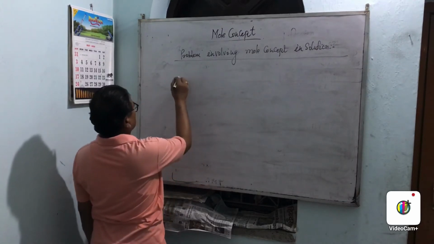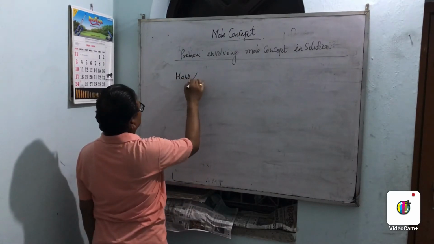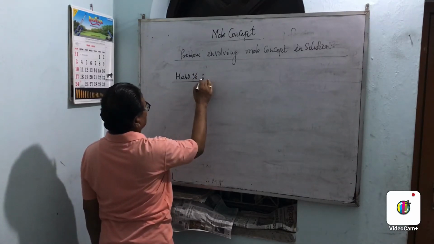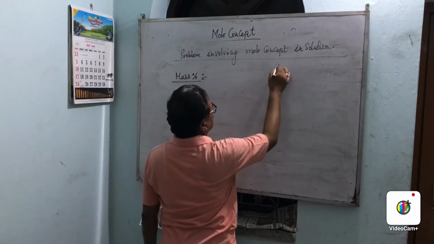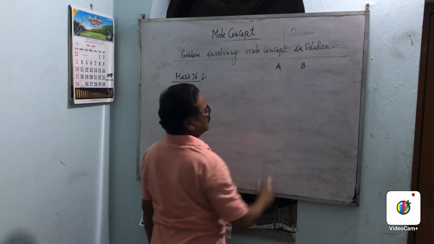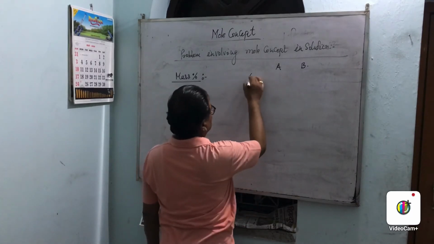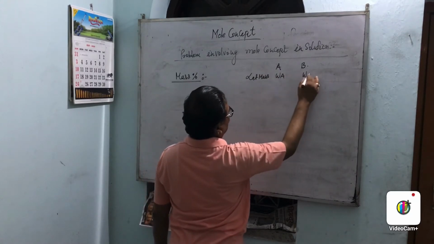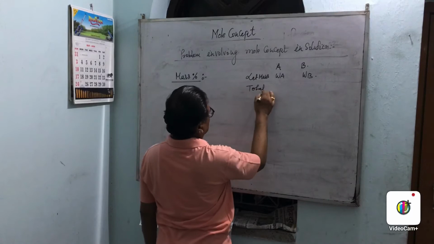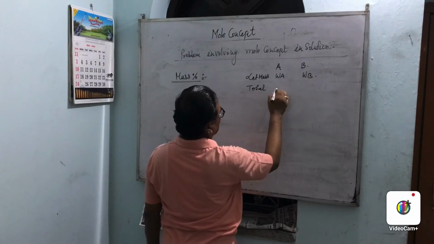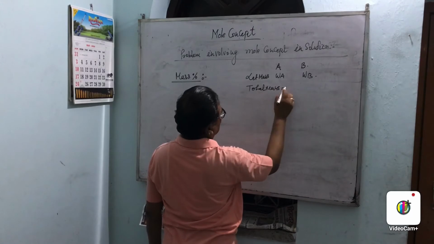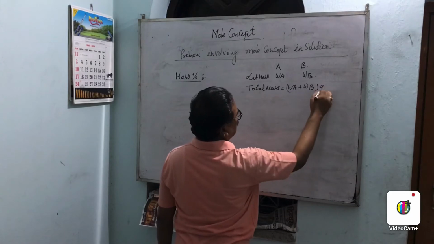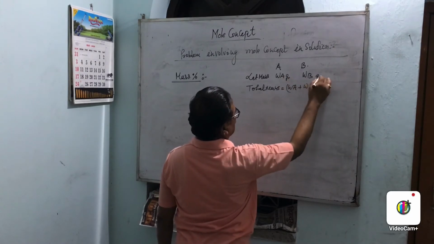that is, the mass percent of a compound. So we write here the mass percent. Suppose we have 2 components, A and another component B. Let the mass of A be WA gram and the mass of B be WB gram, and the total mass of the solution is equal to WA plus WB. This is in gram unit.